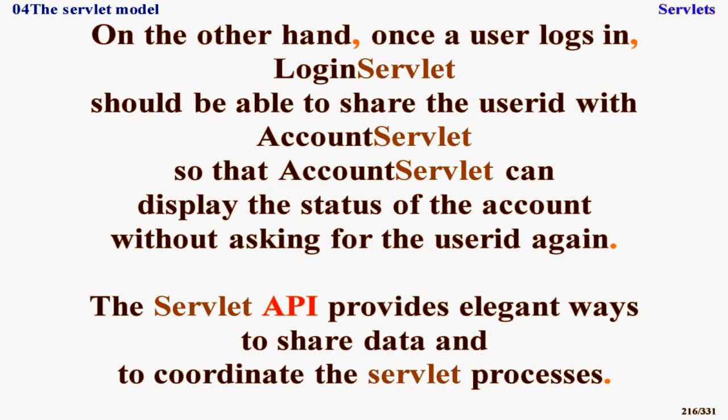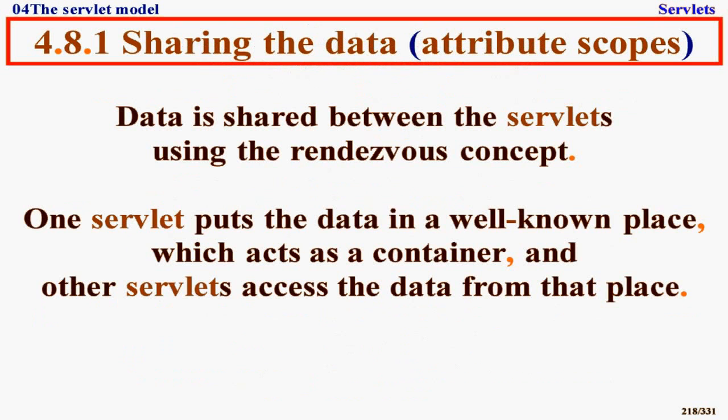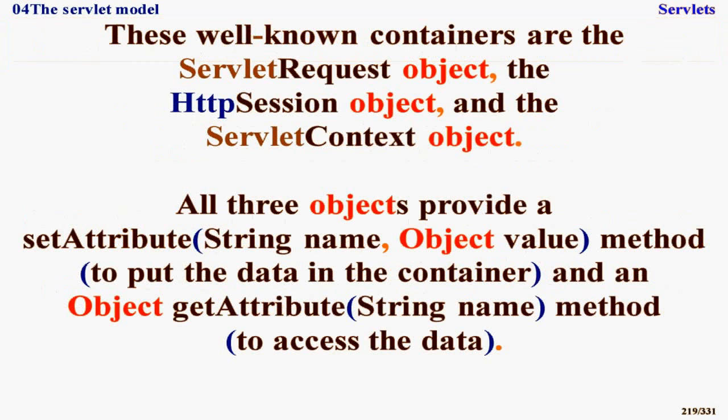The Servlet API provides elegant ways to share data and to coordinate the servlet processes. We will discuss these ways in the following sections. 4.8.1. Sharing the data: attribute scopes. Data is shared between the servlets using the rendezvous concept. One servlet puts the data in a well-known place, which acts as a container, and other servlets access the data from that place. These well-known containers are the Servlet request object, the HTTP session object, and the Servlet context object.